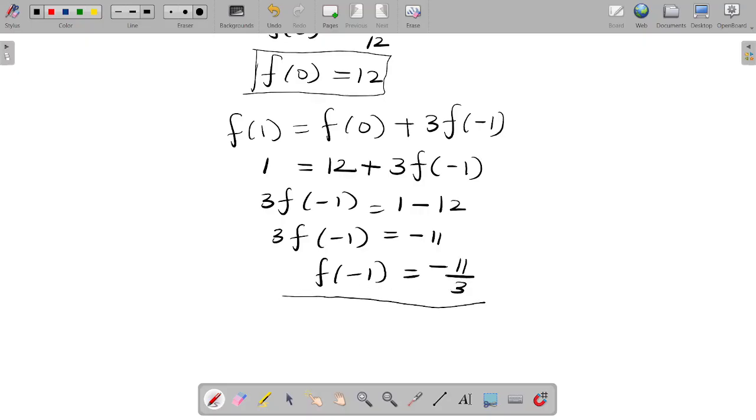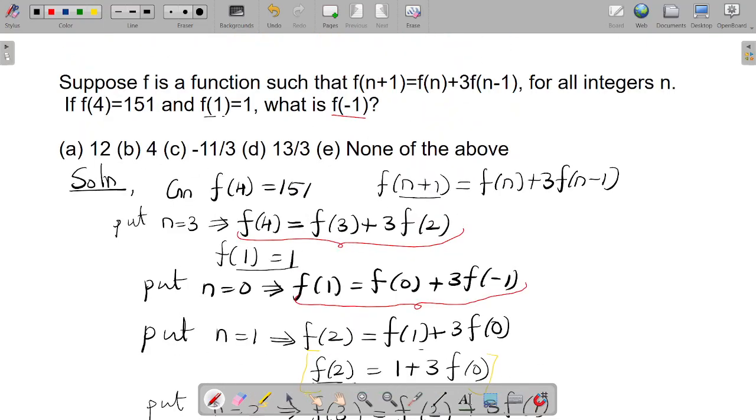Now we can check the options given. The options given are 12, 4, minus 11 by 3, 13 by 3. This is our correct answer, minus 11 by 3. This is the correct option.